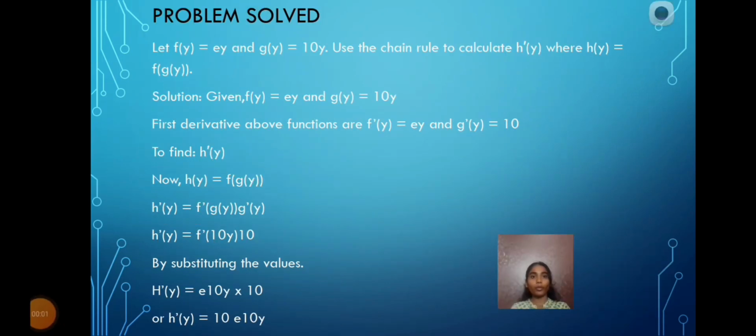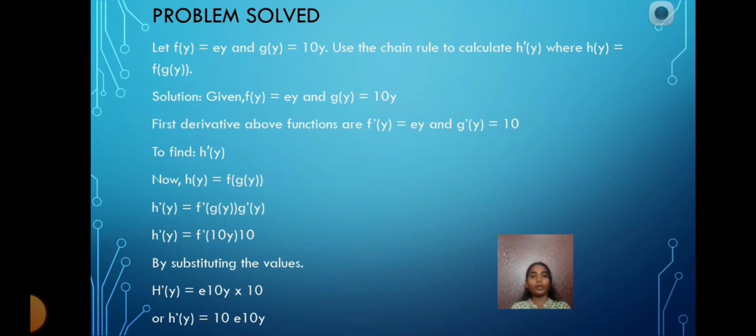Let us go through a problem for a clear picture of this concept. Let f of y equals e power y and g of y equals tan y. Use the chain rule to calculate h dash y, where h of y equals f of g of y. Let us go through the solution.